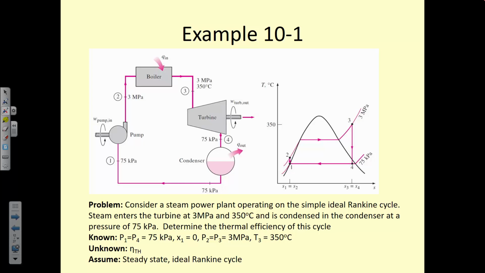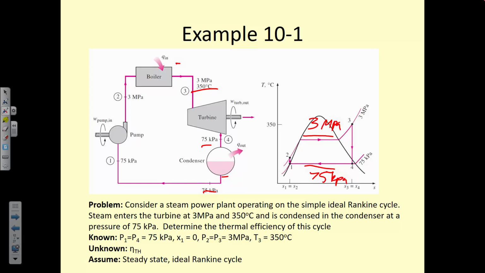Simple ideal Rankine cycle, steam enters the turbine at 3 megapascals and 350 degrees Celsius and is condensed in the condenser at a pressure of 75 kilopascals. So we want to determine the thermal efficiency of the entire cycle. We know the pressure because the Rankine cycle operates between two distinct pressure limits, the pressure of the condenser and the pressure of the boiler. We know that it's between 75 kilopascals and 3 megapascals.